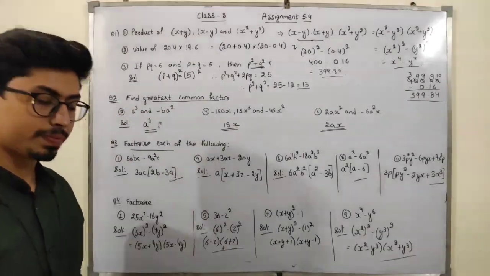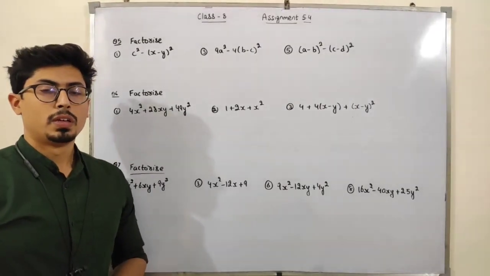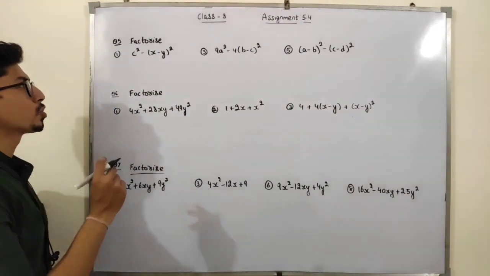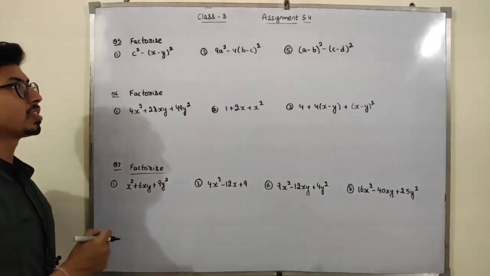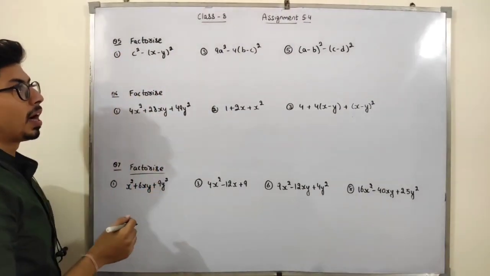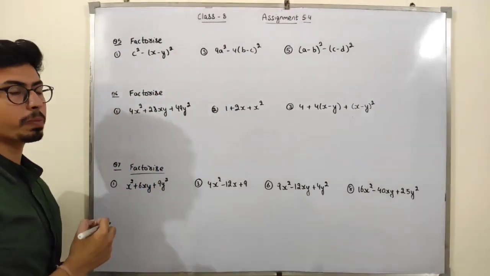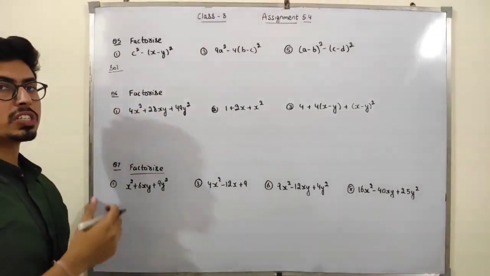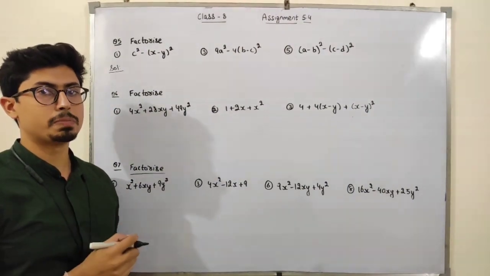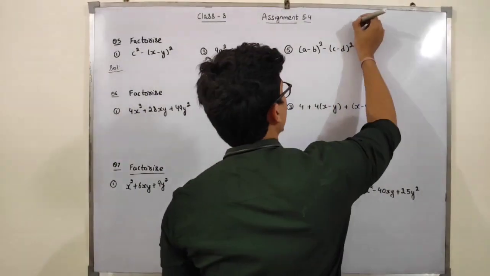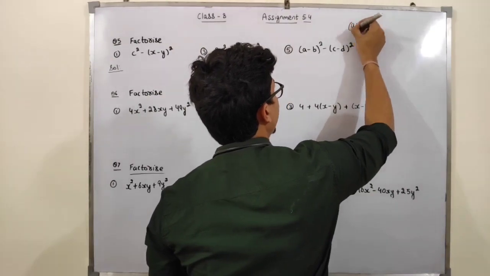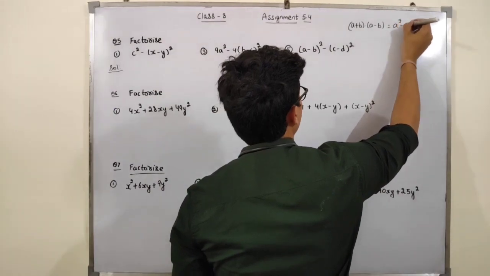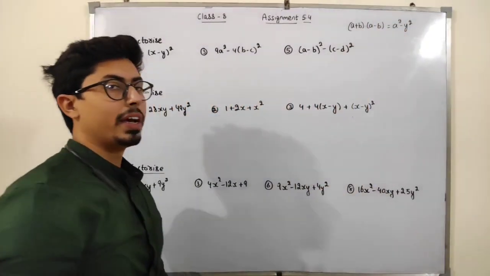Okay, now moving forward to the next question, students. See, in this question number 5, we have to factorize these terms. I am discussing 3 parts out of 6 parts. Students, we have discussed a formula that a plus b into a minus b is a square minus b square. So I will use this formula in this particular question.